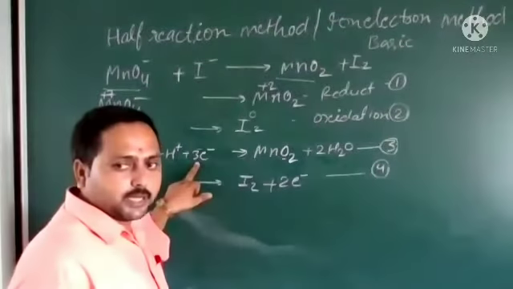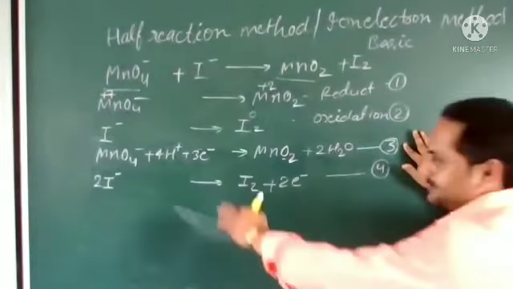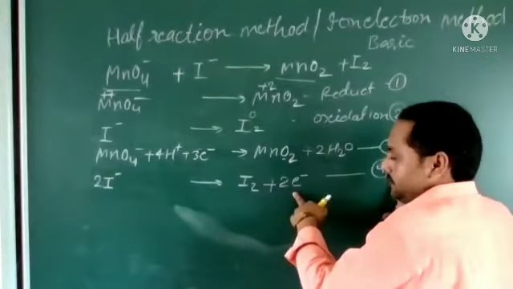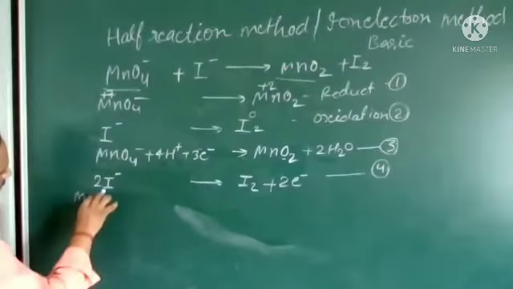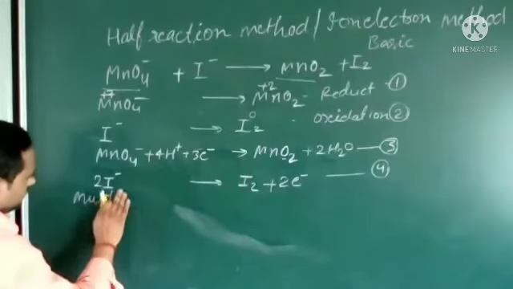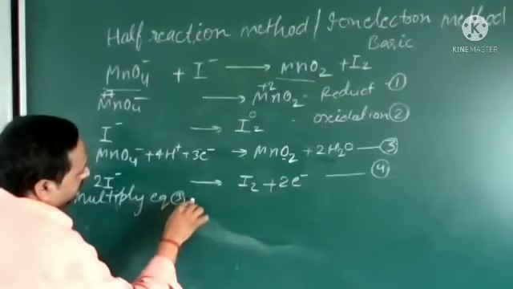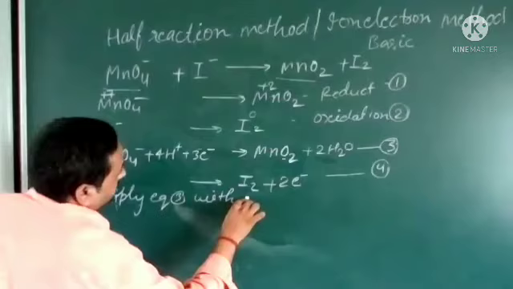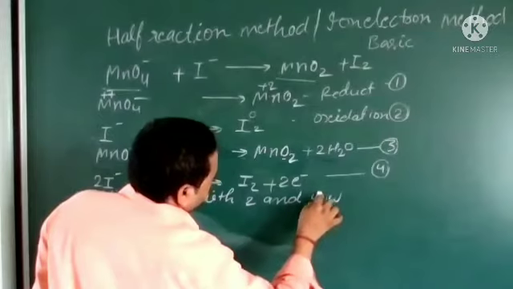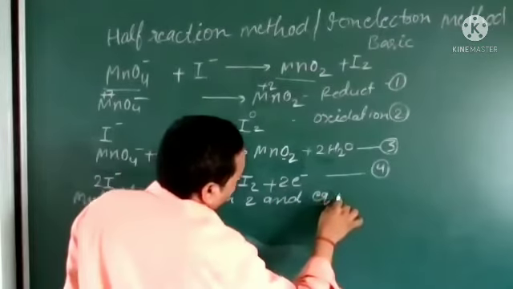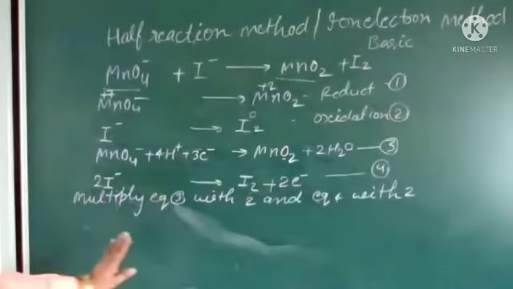Okay. So here 3 electrons are there. How can we balance it? If I multiply this equation by 2, that will be 6 electrons, and this by 3, it will also be 6 electrons. So I am going to multiply equation 3 with 2 and equation 4 with 3.